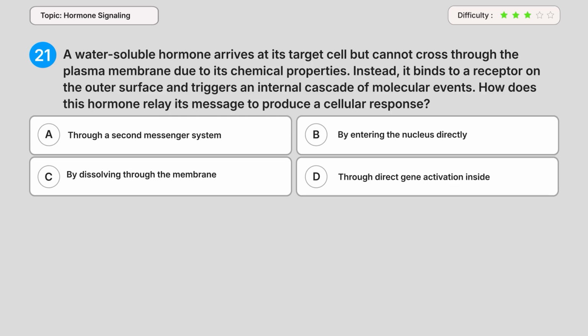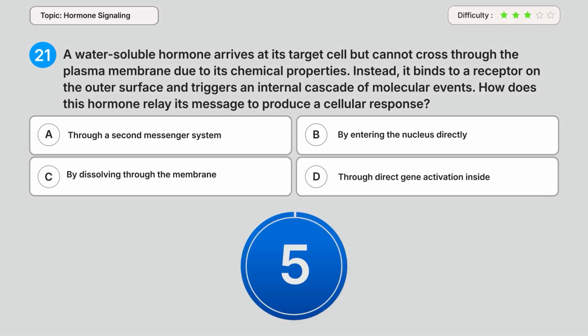A. Through a second messenger system. B. By entering the nucleus directly. C. By dissolving through the membrane. D. Through direct gene activation inside. Do you know the answer?